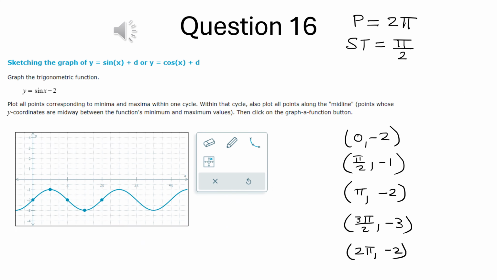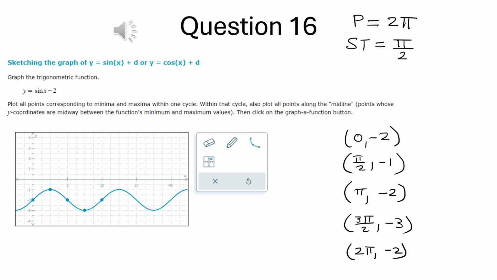Because this is your sine. So the period of the sine is 2 pi and the step is pi over 2. But the only thing is the amplitude is 1, but the vertical shift is -2, so it's 2 units down. Just for example, you know this sine starts at 0, 0, 0 minus, sorry, 2 is -2. So the first point is 0, -2. And at pi over 2, the sine is +1. And +1 minus 2 is -1.